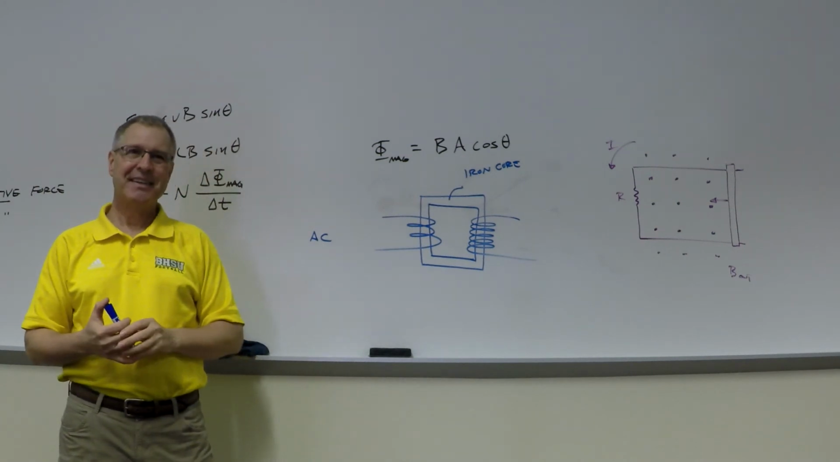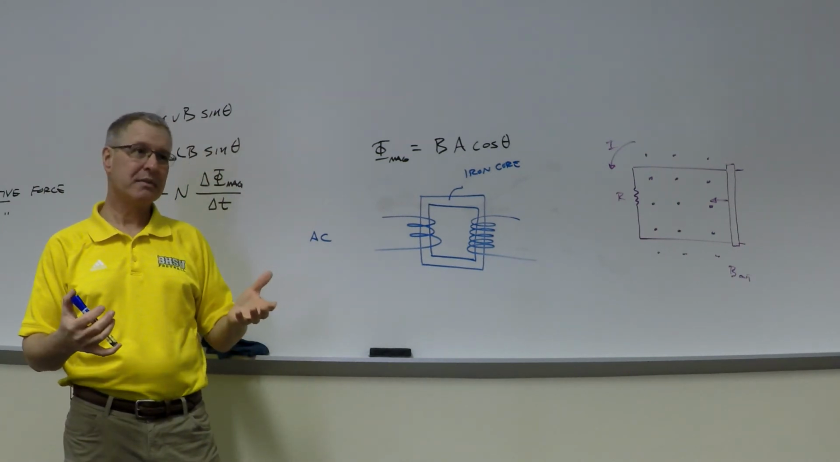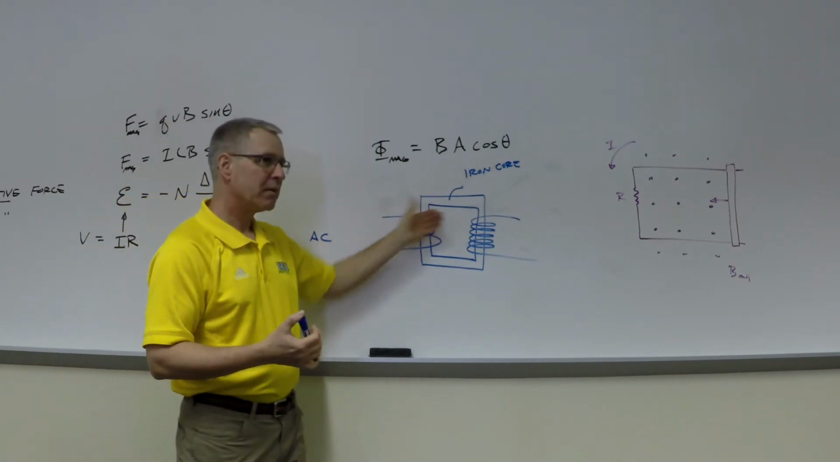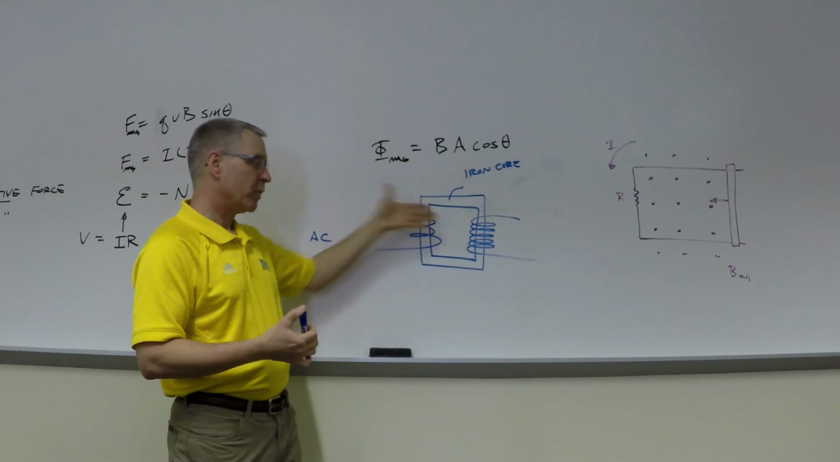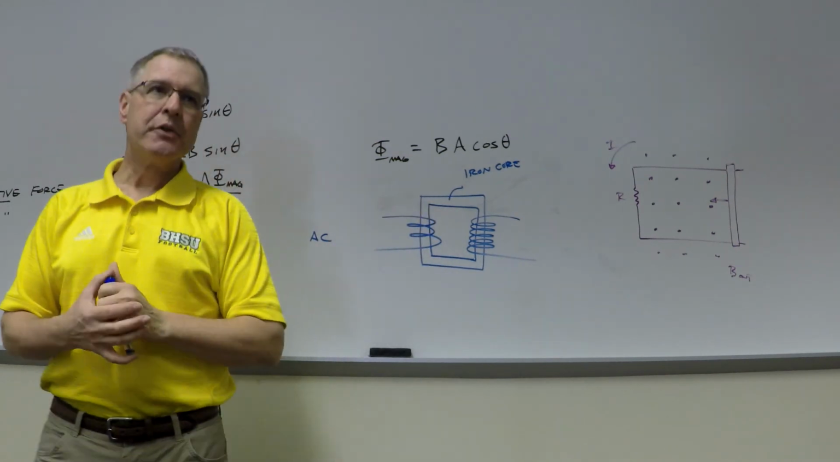Step up. It's really easy to tell, just look at the number of loops. If I go from less to more, I'm stepping up my voltage. If it was the other way around, if I went from more to less, I'm stepping down voltage. So how does that work?